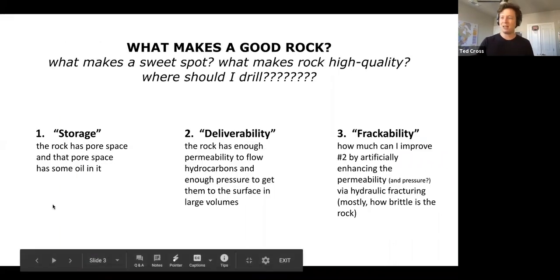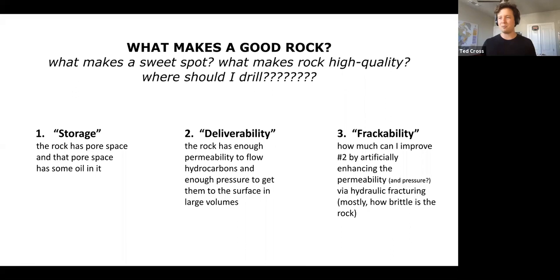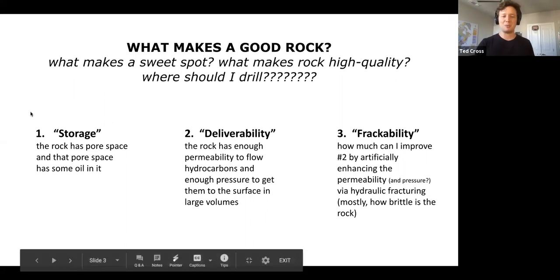Yeah. So if oil in place is a bad measure of rock quality, or sometimes it messes up, generally, what makes a good rock? Or putting that another way, where are the sweet spots? What makes a rock high quality? Where should I drill?